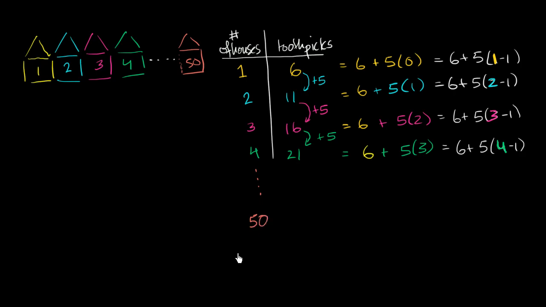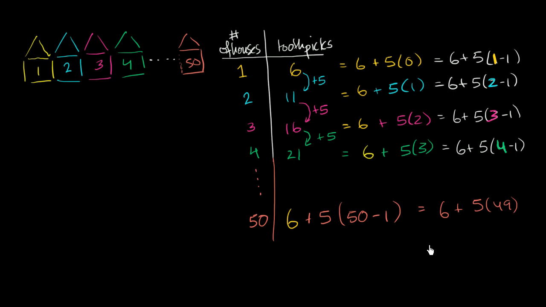If we have 50 houses, well, we can use the pattern that we came up with. It's going to be equal to, starting with our 6, the first house requires 6, and then we're going to add 5 for each incremental house. And how many incremental houses are there going to be? Well, they're going to be 50 minus 1 incremental houses. Why minus 1? Well, you already built one of them with the 6. Then for every extra one, so there's going to be 49 extra houses, you're going to add 5 toothpicks apiece. So this is going to be equal to 6 plus 5 times 49, and that is 245.